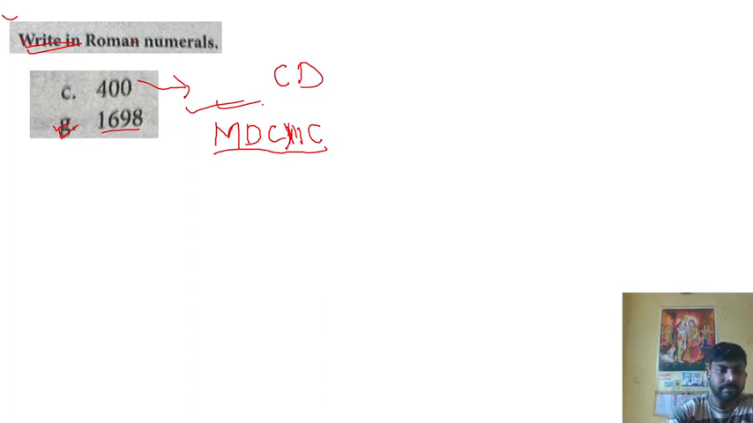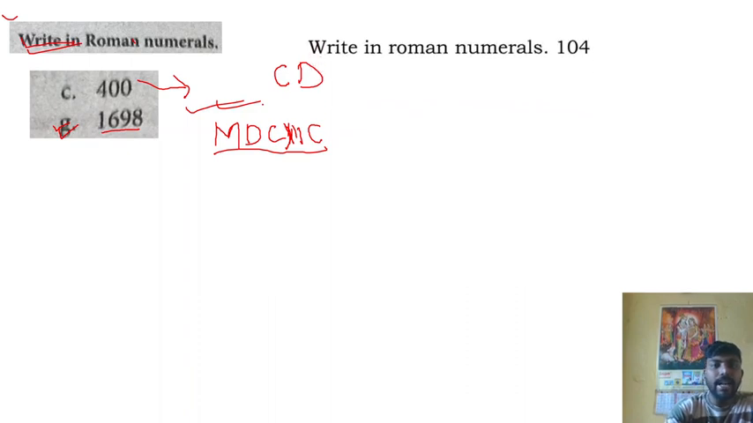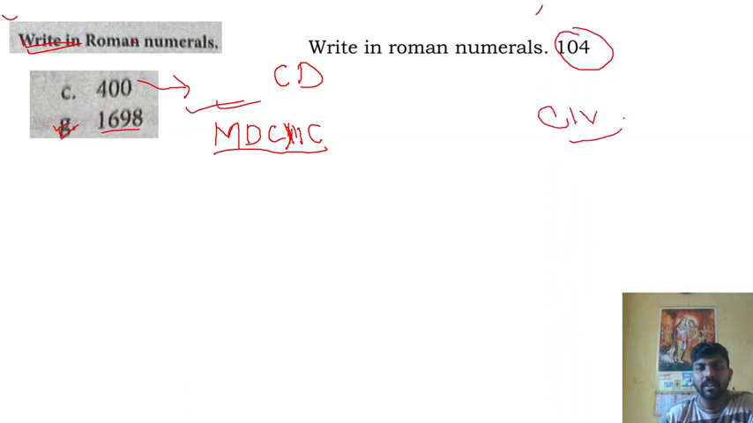Okay. Now the next one is write in Roman numerals 104. I hope you can easily understand this one. CIV is called 104. So by this way you can easily solve.